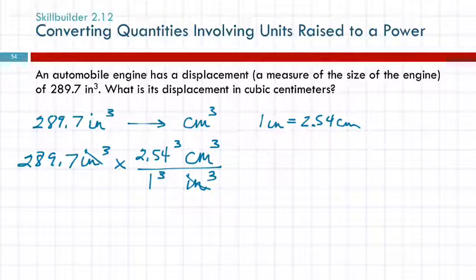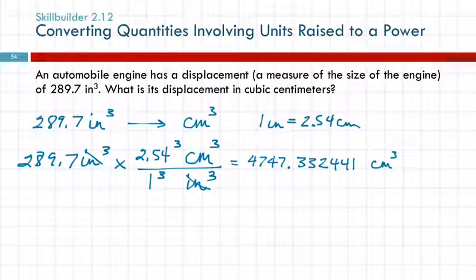So I'm going to have 289.7. My calculator went to sleep. 289.7 times 2.54 raised to the third power. And my calculator is going to show me 47.33241. Not sure why I like that number, but I do. Cubic centimeters.